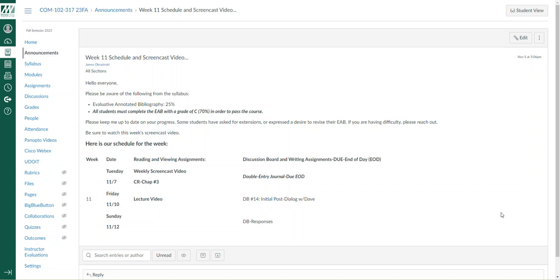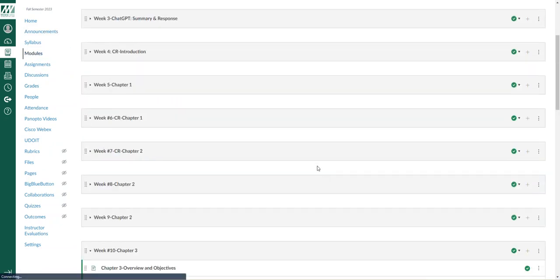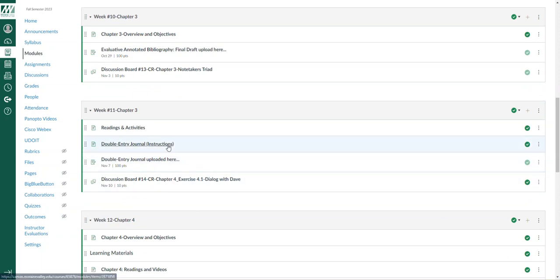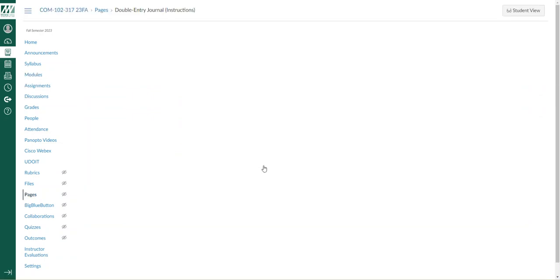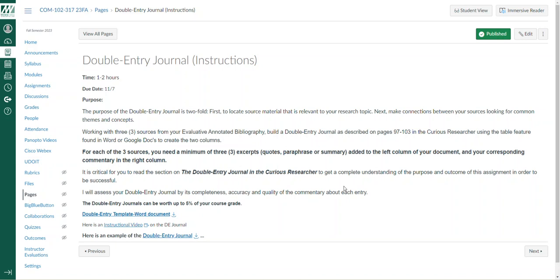So this week, we're moving into chapter 3, which is all about writing in the middle. I discussed the double entry journal at length in the lecture video this past week. If I run over here to the modules, here are the double entry journal instructions. Once again, I've uploaded a double entry Word document as a template. There's the instructional video and an example of a double entry journal there, and that is due on Tuesday.